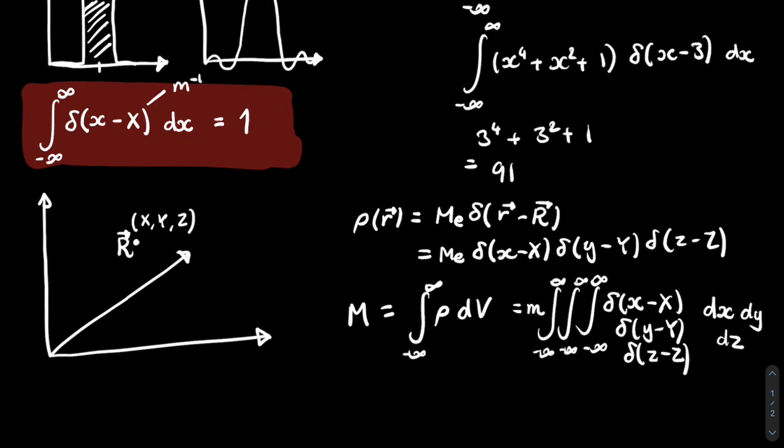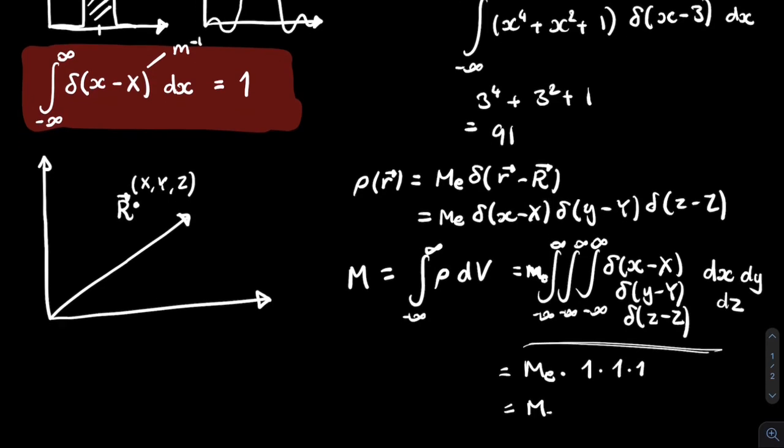Also, there's going to be the actual mass of the electron right there. And I hope you guys can see that this is just going to simplify to 1, because we know that the area underneath any 1-dimensional delta function is simply 1. And so you're just going to get me times 1, 1 times 1 times 1, which is still 1. So you're just going to get the mass of the electron.